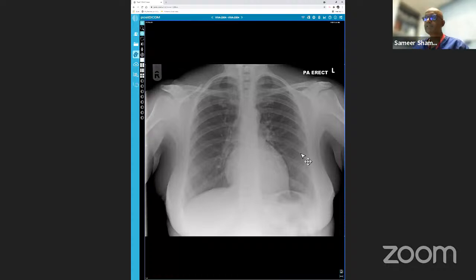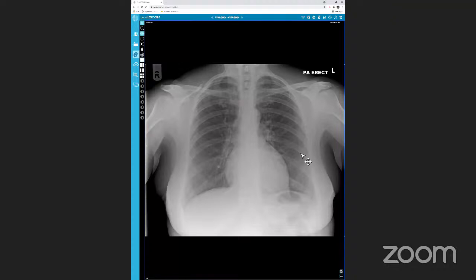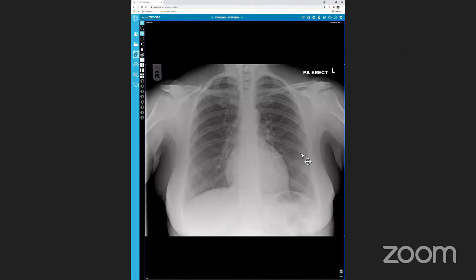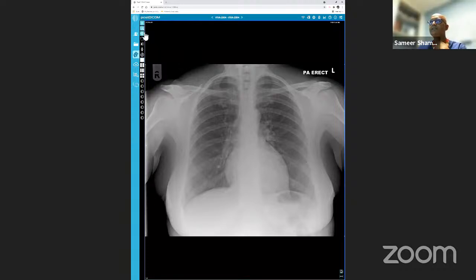Okay, so this patient presented with vomiting. So this is a PA erect chest x-ray of a skeletally mature female. First of all, I'm going to look at the lung zones, ensure there's no consolidation or obvious focal lesion or pneumothorax, which I can't see. And then I'm going to focus more on the mediastinal structures because the patient's presented with vomiting. If you want to window or do anything, you can use the toolbar.